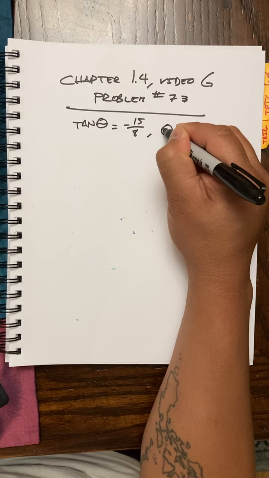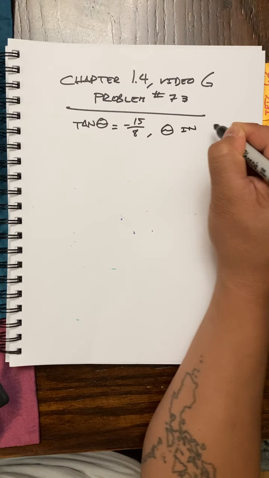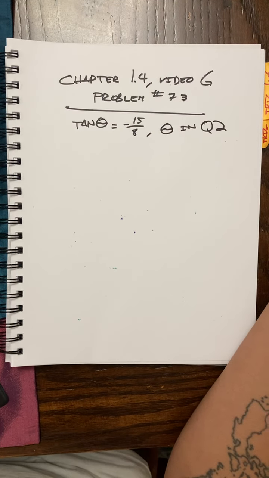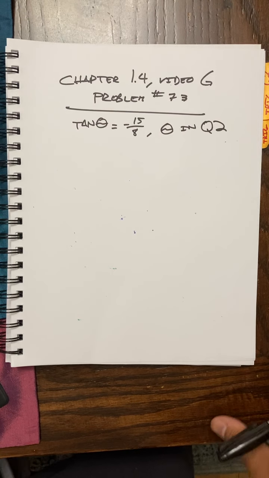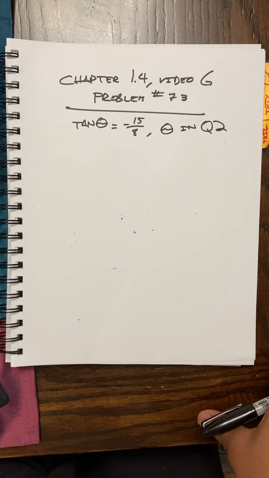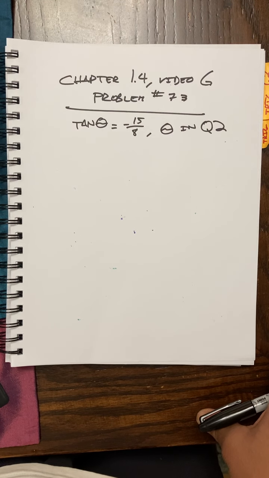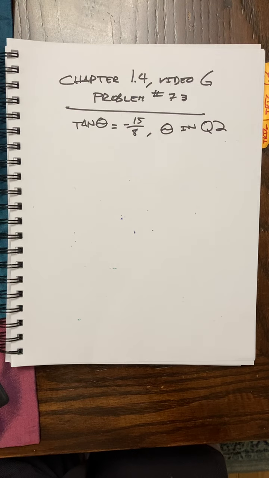And theta is in quadrant 2. Okay? Now I can do this exactly the same way I did problem number 65, but I'm actually going to use one of the Pythagorean identities.